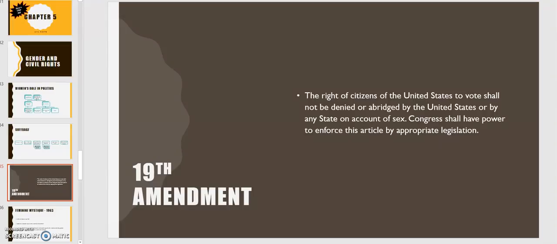The 19th Amendment says the right of citizens of the United States to vote shall not be denied or abridged by the United States or by any state on account of sex. Congress shall have power to enforce this article by appropriate legislation. So, up until this time, women, no vote, just men.